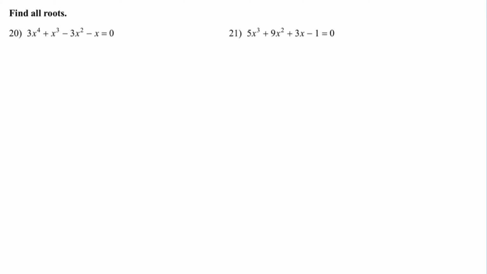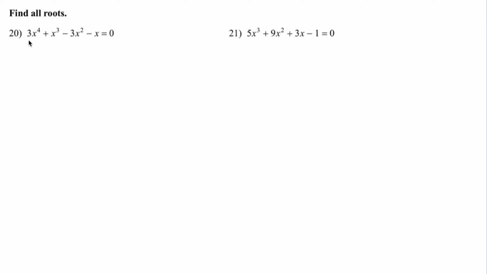Finding all roots. First, we can think of the number of roots. Whatever the highest exponent is, the degree is how many roots we will find. So this one will have 4. This one will have 3. Sometimes you can have a root that repeats itself.